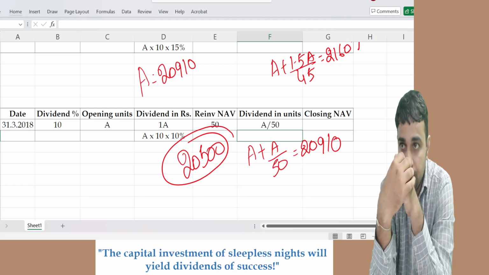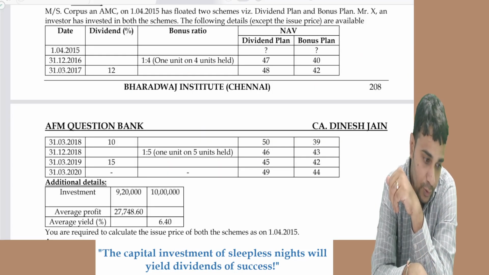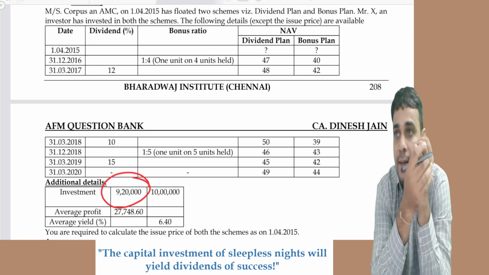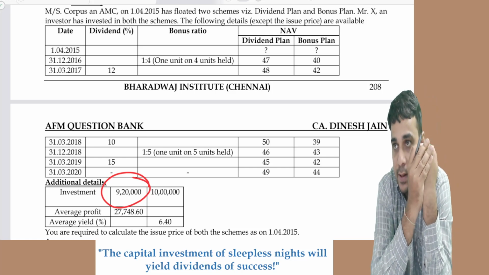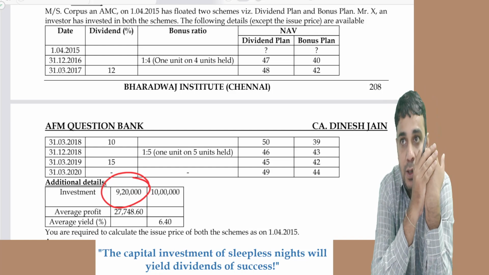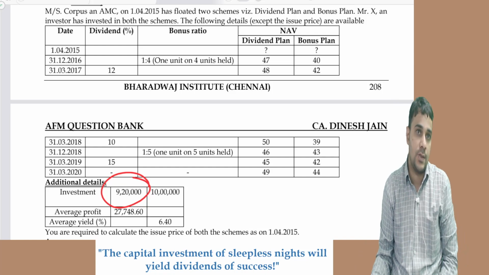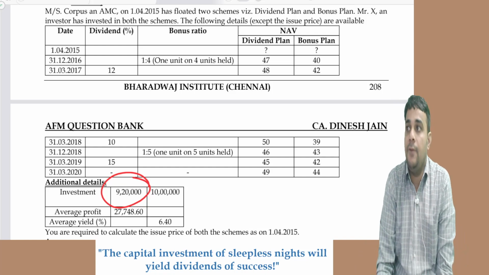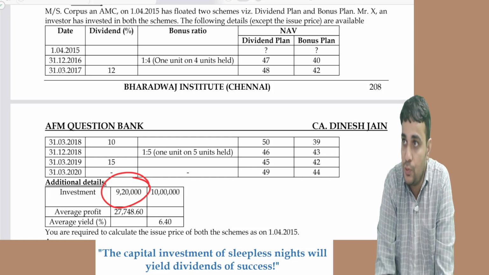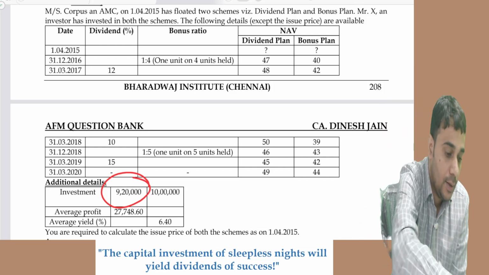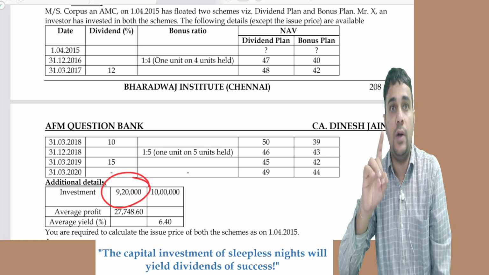Can we proceed? Now, what is the use of 20,000? This will tell me my investment happened at 9 lakh 20 divided by 20,000 units, 46 rupees is the rate at which my investment happened. Any doubts on this? 920 divided by 20,000 units. Any doubts on the reverse working part? Can we proceed? This is on the dividend plan.